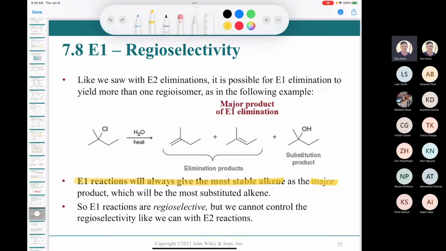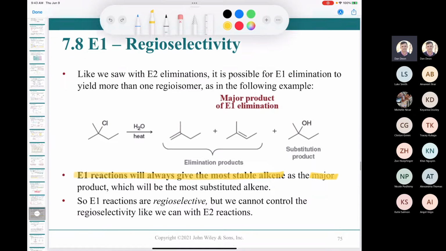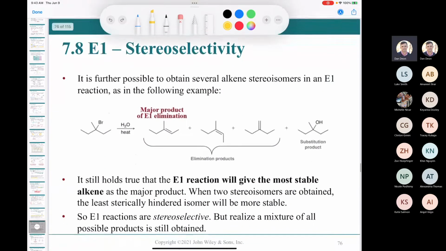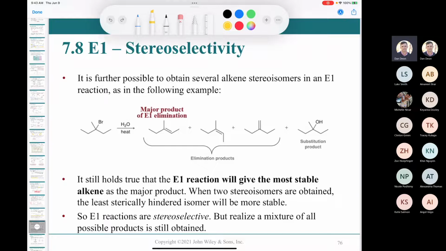The difference is this: you remember Zaitsev and Hofmann with the E2s? We could control them by using a non-hindered base to get the Zaitsev and a hindered base to get the Hofmann. With an E1, you can't do that. There's no way to change the ratio of Zaitsev to Hofmann. You just get what you get. There's no choice of base because you don't use a base. You just use your solvent, which behaves as a base. And that is why in E1 or in first order reactions, we can end up with so many different products.